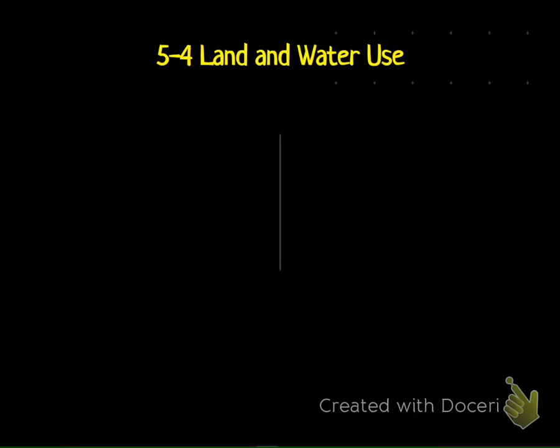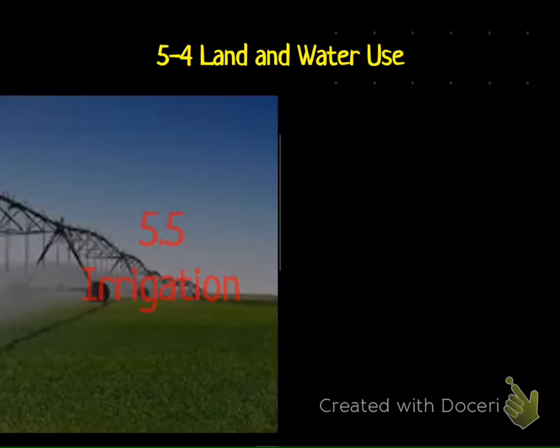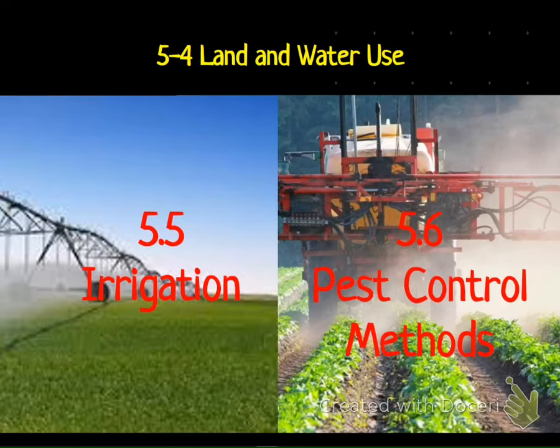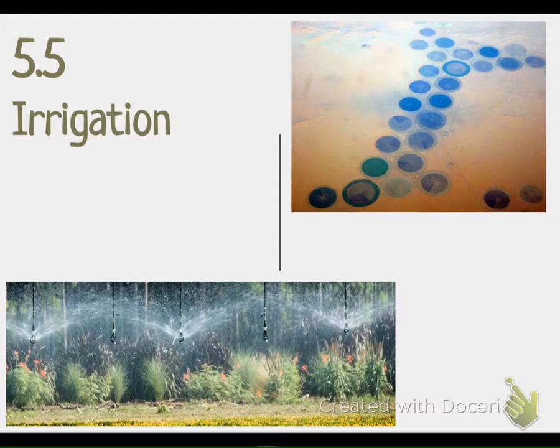Today we'll be talking about the fourth topic in land and water use, the fourth lecture, topic 5.5, which will be irrigation, and 5.6, which will be pest control methods.